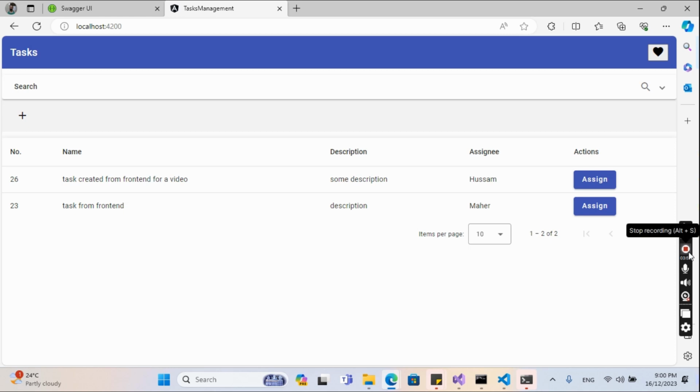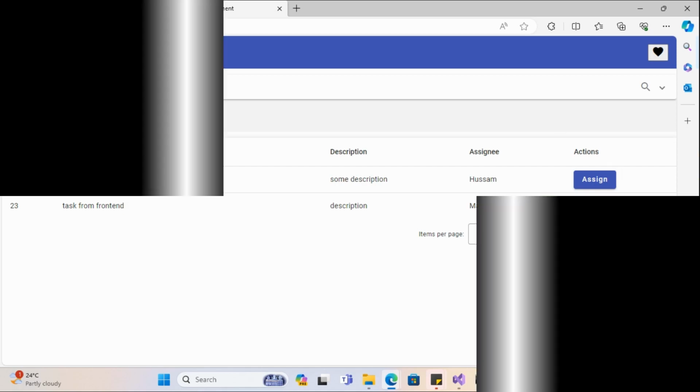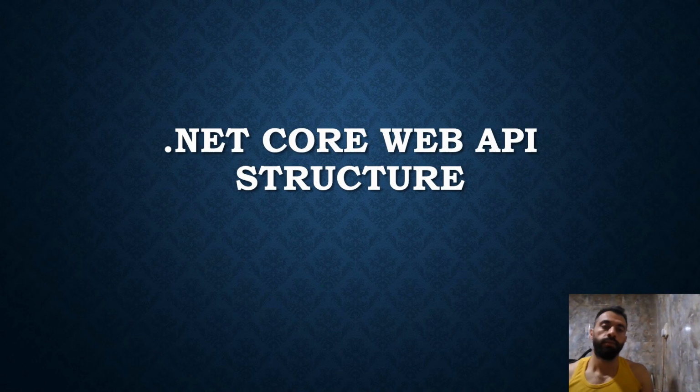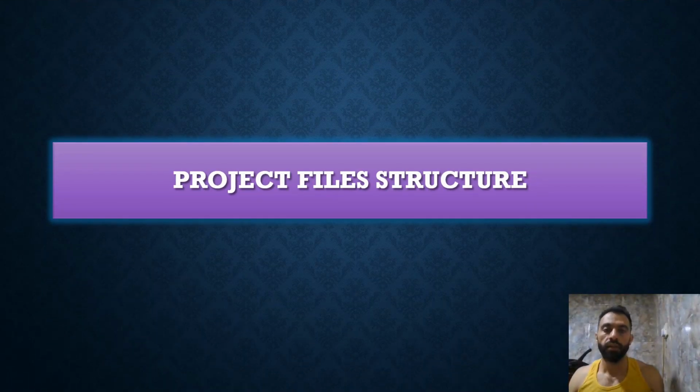Now next we are going to explain the structure of the .NET Core Web API project and the structure of the Angular project. Start explaining the .NET Core Web API project structure. First, we'll start with the structure of the files.